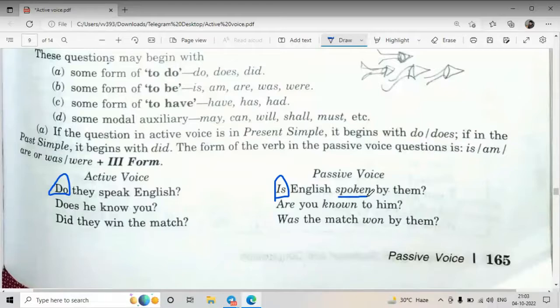Does he know you? So does is basically do and does. Do is used with plural, and does is used with singular. And because you is plural, we will use are. Are you known to him? So there will also be some sentences where by will not be used here, but to will be used. So you will have to make these from your own sense. Are you known to him? You will not use are you known by him. Are you known to him?